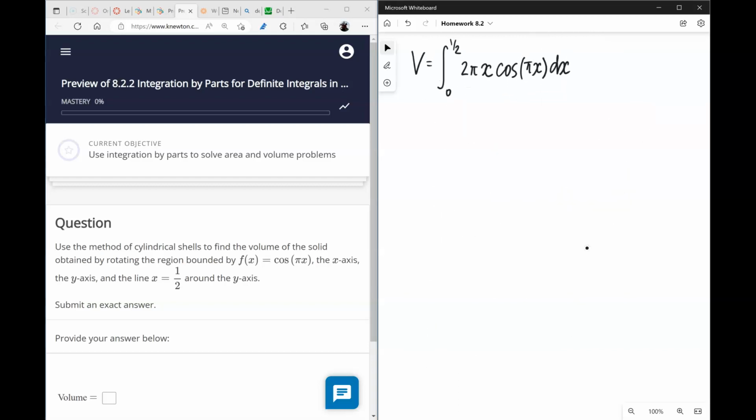So to do this problem, we're going to use integration by parts, and we're going to take out the 2 pi, right? This is just like basic maintenance. Let's do that first. We take 2 pi.